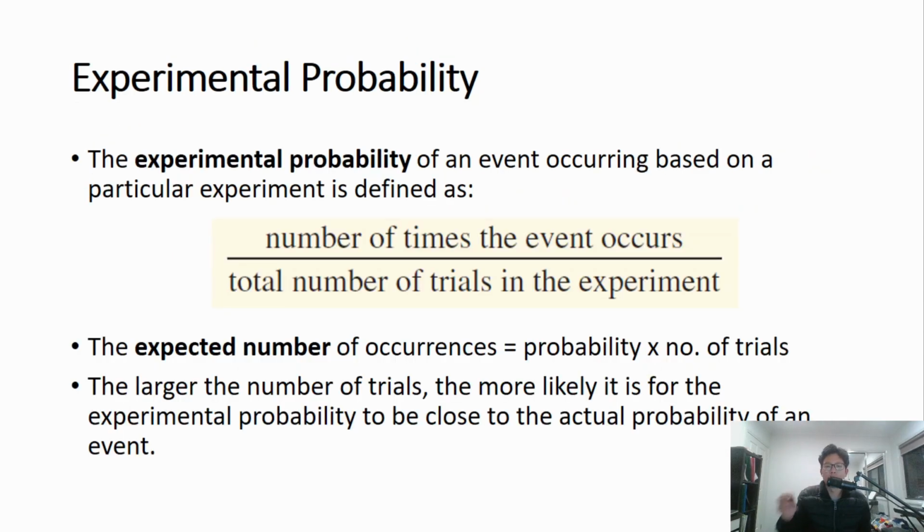The experimental probability of an event occurring, based on a particular experiment, is defined as the number of times the event occurs divided by the total number of trials in the experiment. The expected number of occurrences equals probability times number of trials, and the larger the number of trials, the more likely it is for the experimental probability to be close to the actual probability of an event.